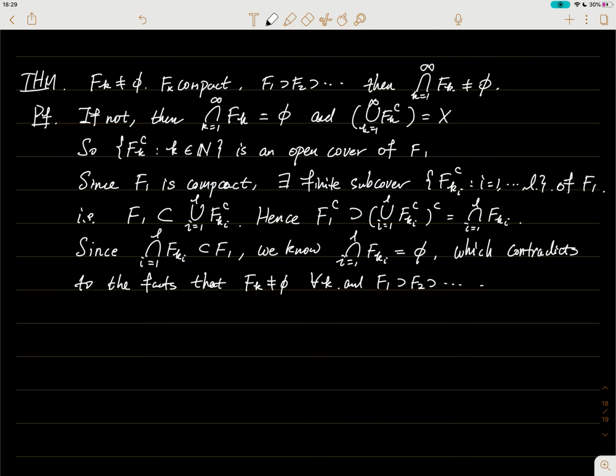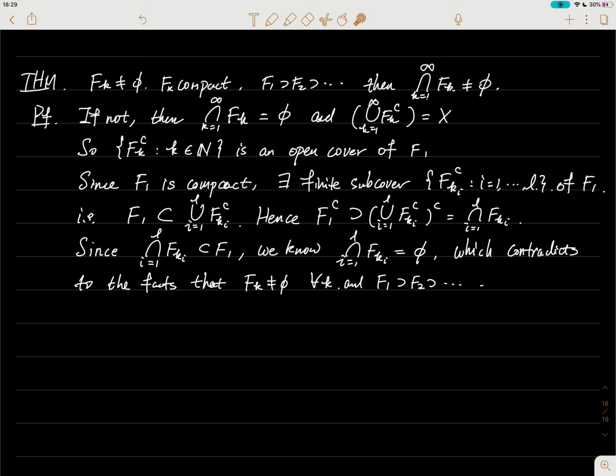Okay, here's an important theorem from Cantor. It says that if you have a sequence of compact non-empty sets, we call them F1, F2, F3, and so on and so forth. Each of them is non-empty, and each of them is compact, and they are in descending order. That means F1 contains F2, contains F3. In other words, the sequence of sets is non-increasing. Then the intersection of them must be non-empty.